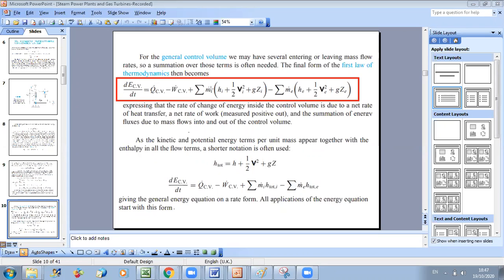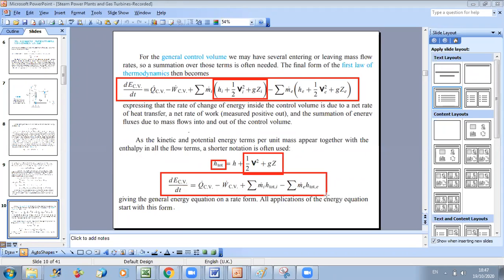Now, to simplify this equation, we can replace the term h_i plus half v_i squared plus g z_i by h total. And as I told you, in general, the kinetic and potential terms can be neglected compared to h. So my final relation will be of the following general form, and we will see how to apply it to different systems together. So I will open a new session to continue.